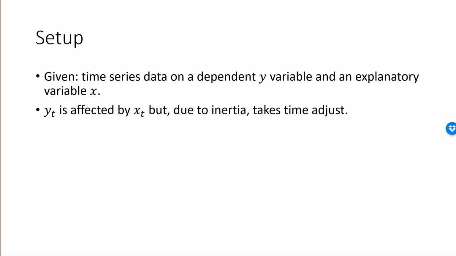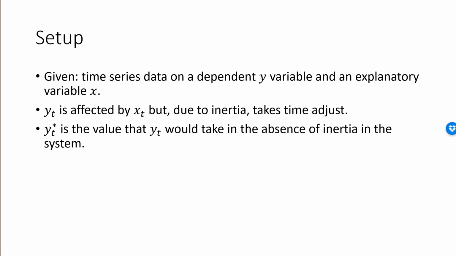To model this behavior, we introduce a new variable called yt star. The idea behind this variable is that this is the value that yt would take if we had no inertia in the system. That is, yt star is the value that yt would take if the adjustment was instantaneous. So yt star is a theoretical variable, it's not actually observed.